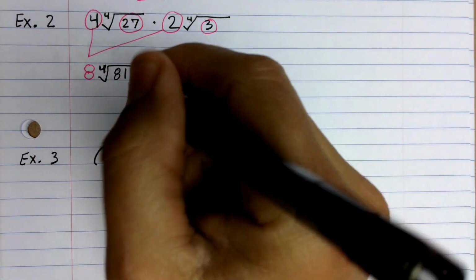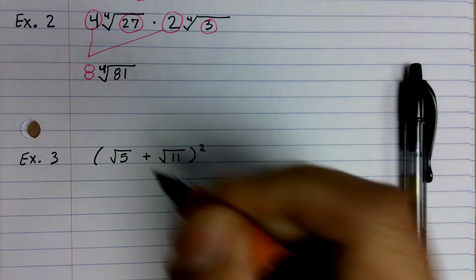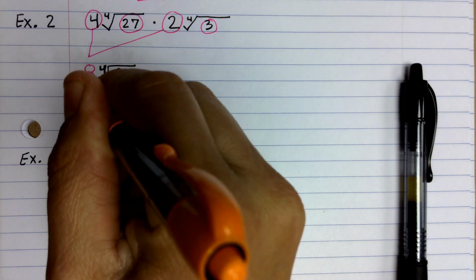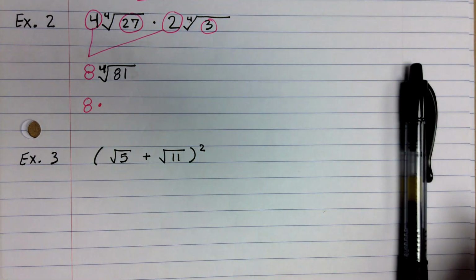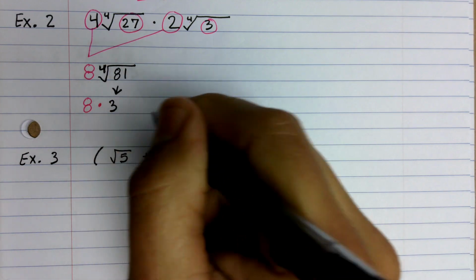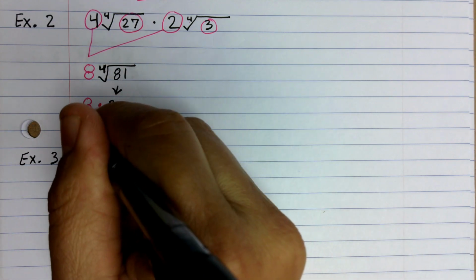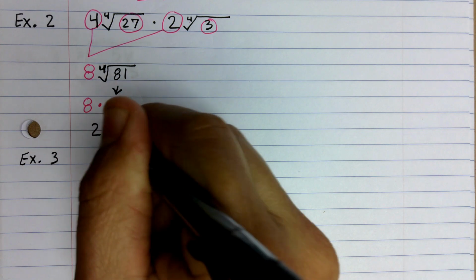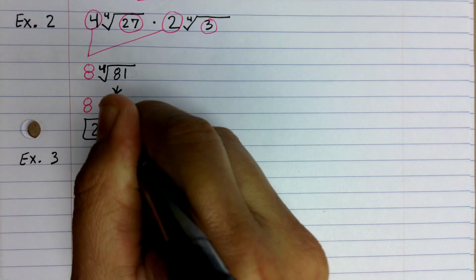So I'm going to go ahead and change this now. So this actually becomes 8 times our value from there, which was 3. Now if I multiply that out, that's going to give me 24. And 24 is my final answer.